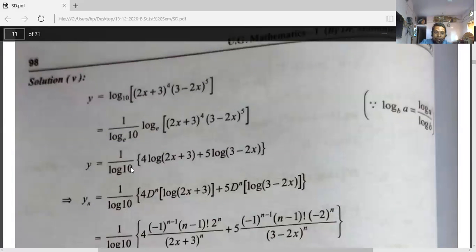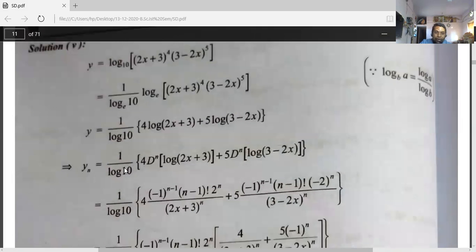Now 1 by log 10 of, again here, first you apply log mn, which means log m plus log n. Again, for that you take log a to the power m, which you can write as m log a. First you apply log mn equal to log m plus log n, and then you apply log a to the power m equal to m log a, so that you will get this. Now y n equal to 1 by log 10 times 4 times, again the same linearity property you have to apply here.